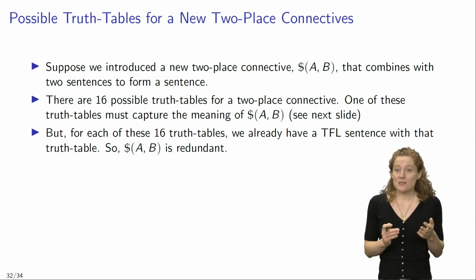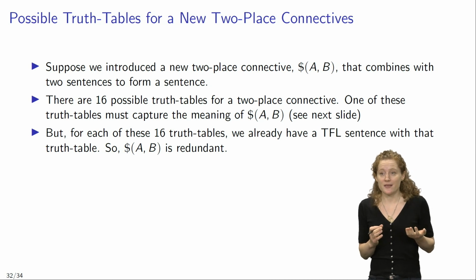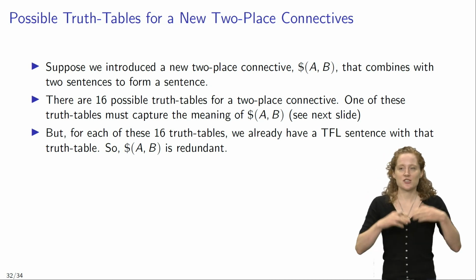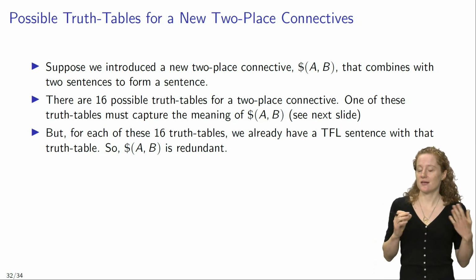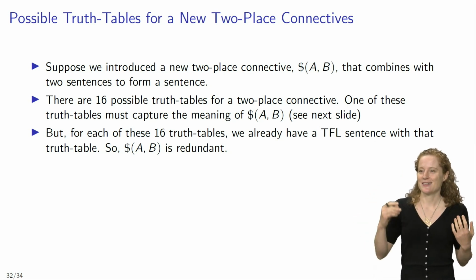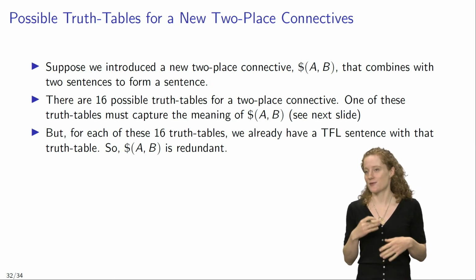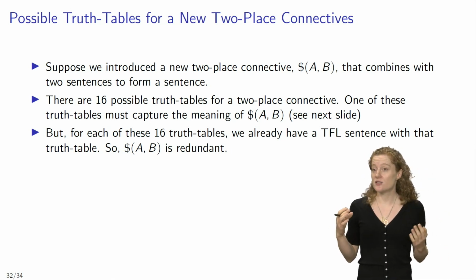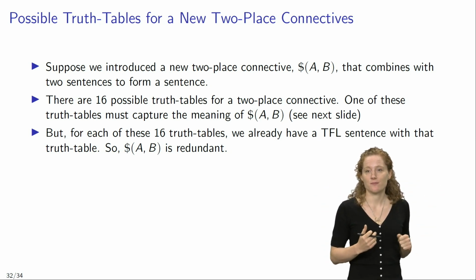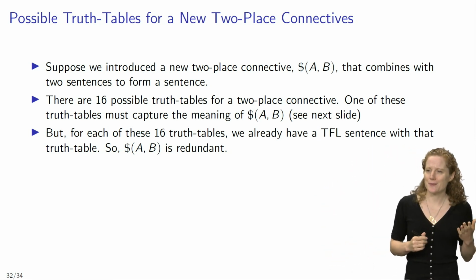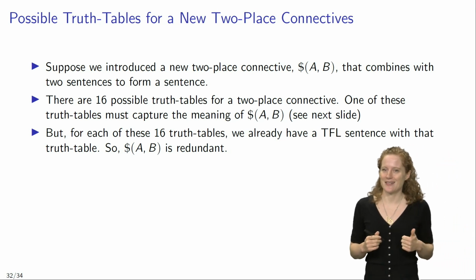So suppose we introduced a new 2-place connective, and let's just suppose we represent this connective by means of the $ sign. So let's suppose the $ sign combines with two sentences, for example A and B, in order to form a complex sentence, $AB. Now, why don't we do that? Why don't we use the dollar sign in that way?